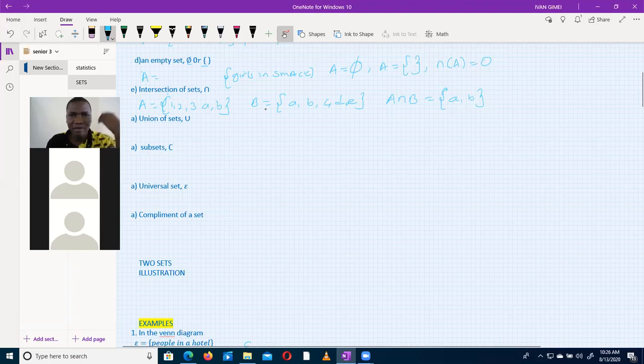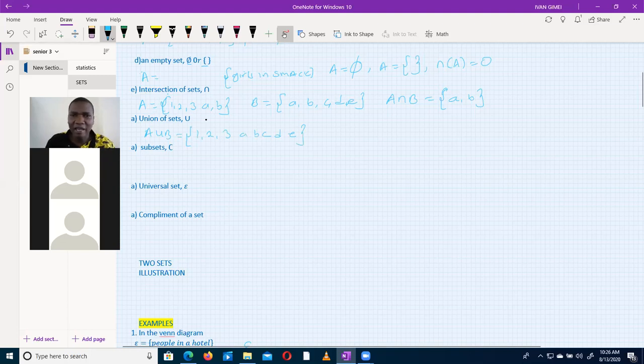All the elements in the sets given without, of course, repeating. So therefore here, if they say, using the same example above, A union B, we state all the elements in the two sets without repeating. So I have 1, 2, 3, A, B, C, D, E. That is the union of set A and set B above.